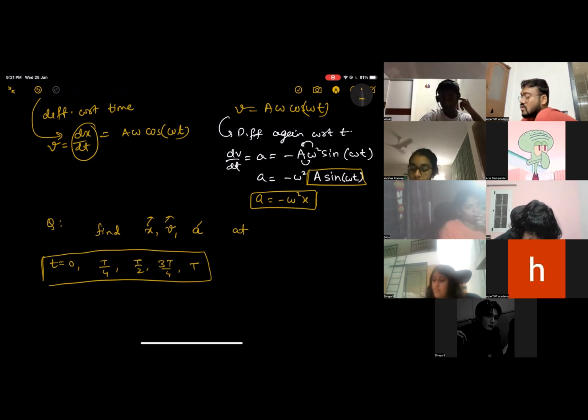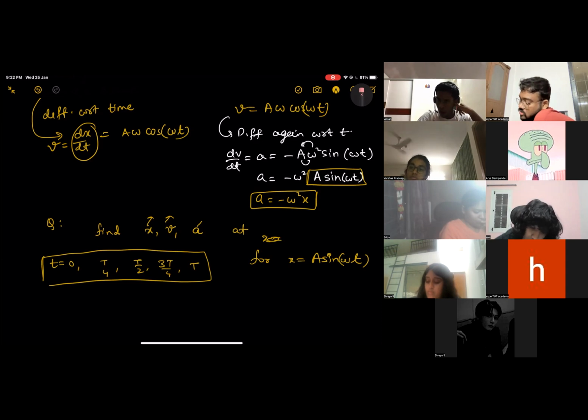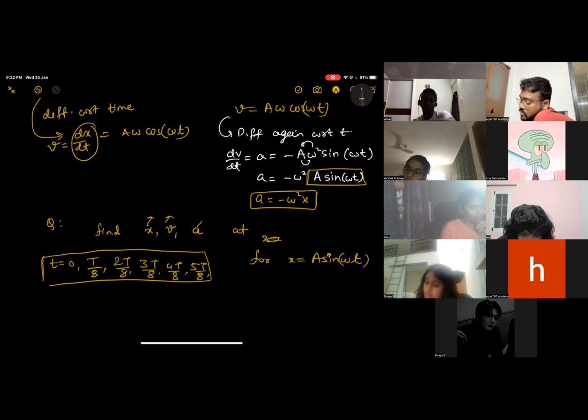For x equal to a sin omega t, change these values a little. Not T by 4; take total time T. So 0, T by 8, 2T by 8, 3T by 8, 4T by 8, 5T by 8, 6T by 8 and then 7T by 8. That is enough.